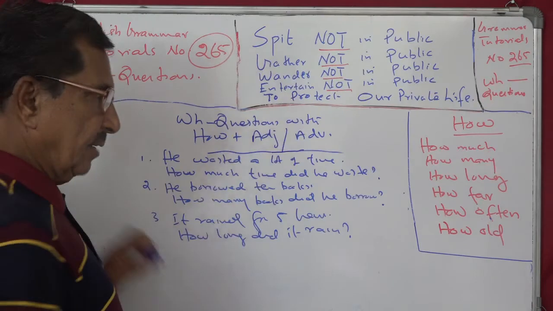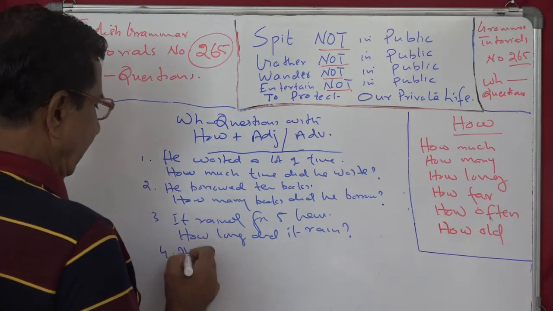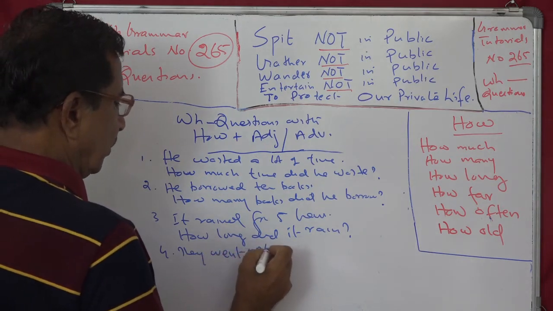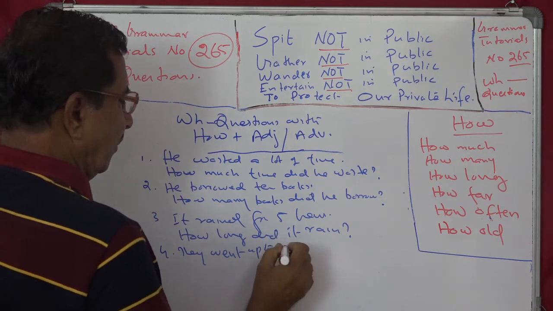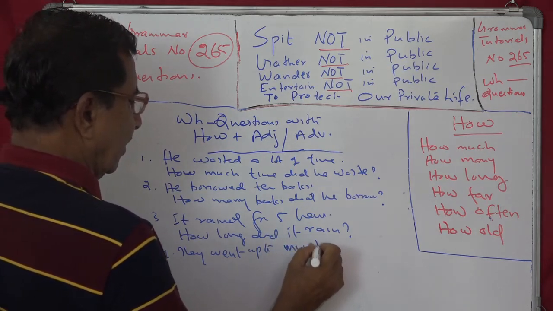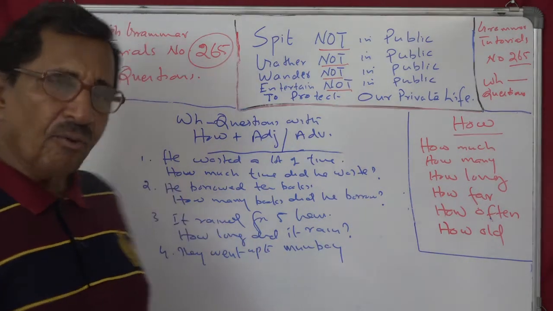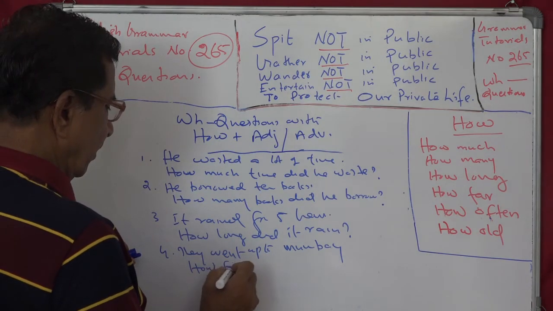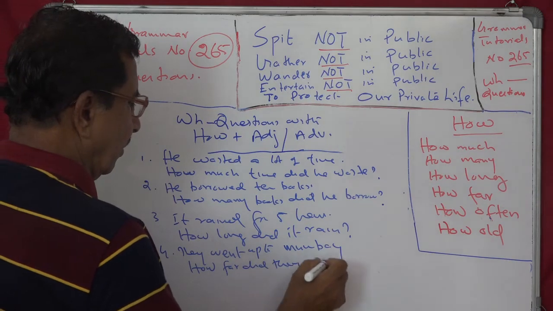And next is distance. You can say, they went up to, let's say, Mumbai. So you can say, how far did they go?